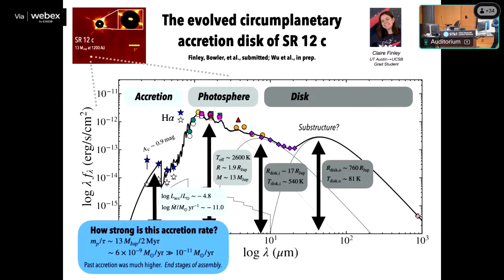Either way, the bottom line is that this is at the end stages of assembly. Over the next one or few megayears, this 10 to the -11 number will add a negligible mass to the current mass of the object. So it's basically at the tail end. We're seeing this in what is probably a T-Tauri-like analog phase, or maybe a weak-lined T-Tauri star phase.